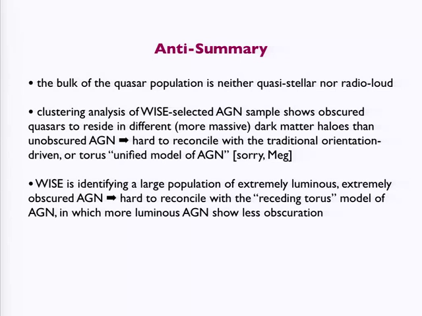We learned that the clustering analysis shows that the obscured quasars are in much more massive dark matter halos than the unobscured quasars. I don't know how that fits in with a traditional torus model of AGN. And then we're finding this large population of extremely luminous, extremely obscured AGN that doesn't fit in with the receding torus models. All sorts of observations over the last decade show that more luminous AGN are less obscured. So, thank you.